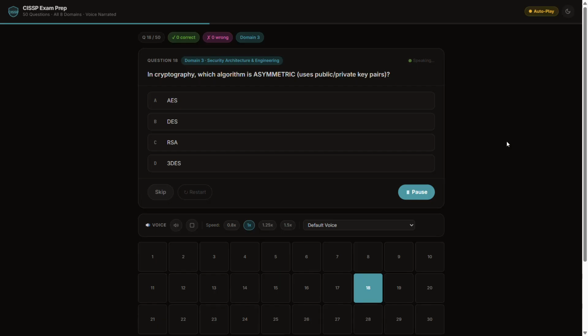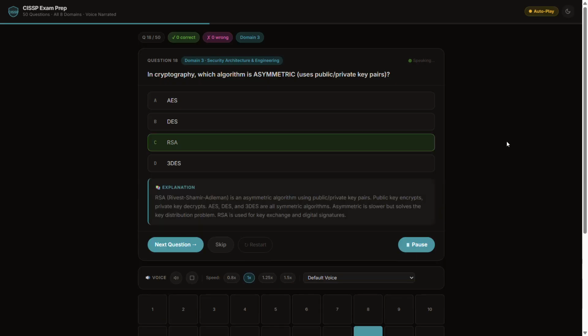Question 18. In cryptography, which algorithm is asymmetric, uses public/private key pairs? Options: A. AES, B. DES, C. RSA, D. 3DES.